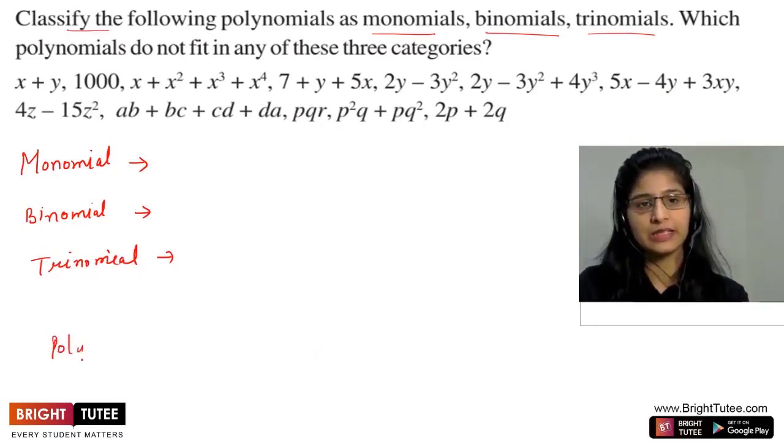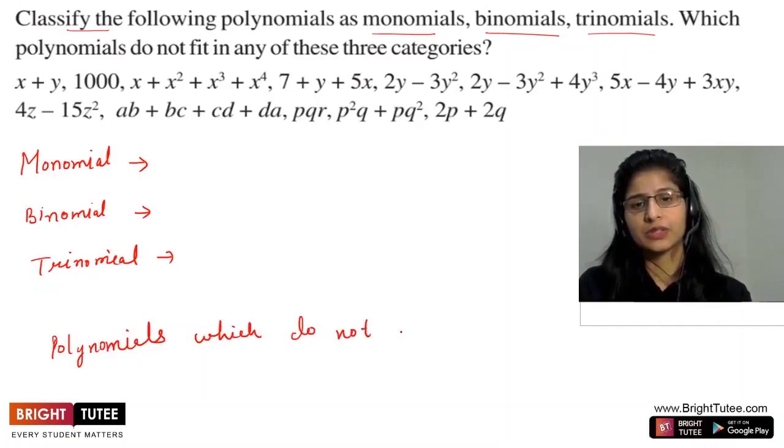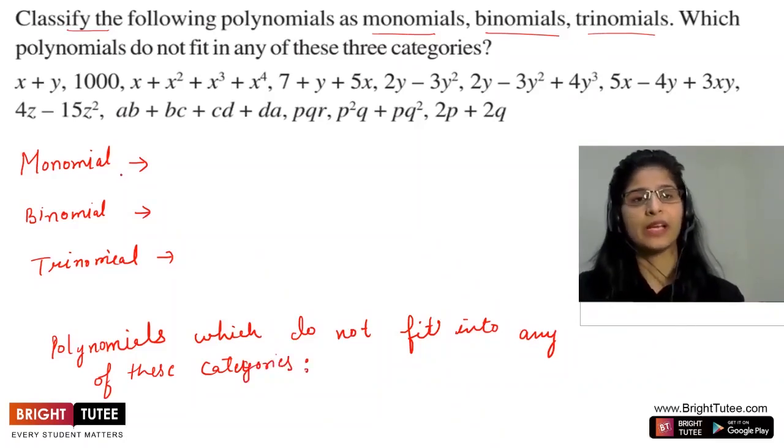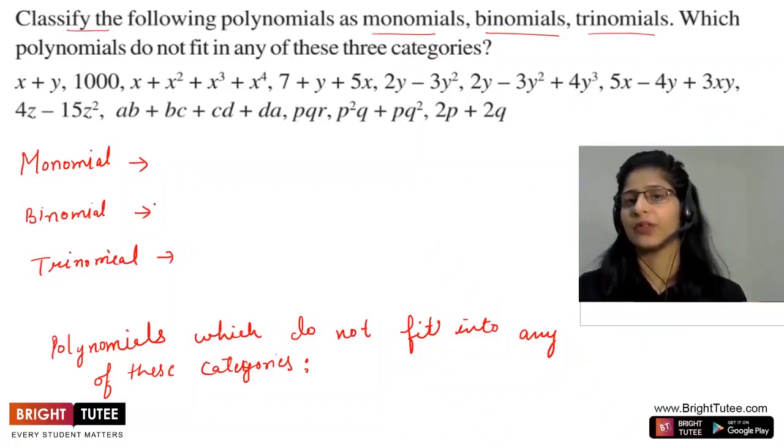So polynomials which do not fit into any of these categories, here we will write those. Okay, first one is monomial. We will go one by one to all of them, and we will finalize whether it is a monomial, binomial or trinomial, or none of them.